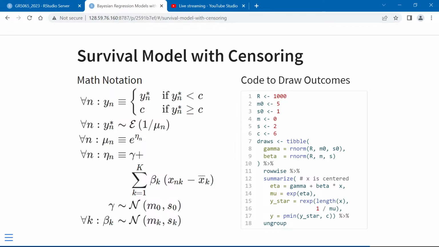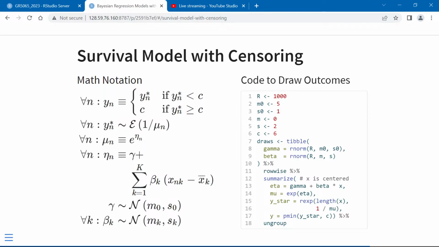We get eta, gamma plus beta times the centered x. If there was more than one x, we'd do more than one term. Mu is the antilog of eta. Y star is drawn from an exponential distribution with rate 1 over mu. And then we take y to be the minimum of y star and C in parallel. So for each person, it either comes out to be y star if y star is less than C, or C if y star is greater than or equal to C.